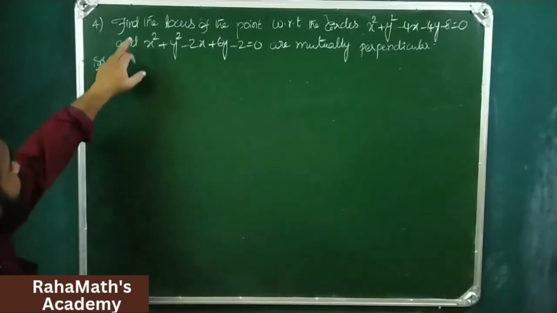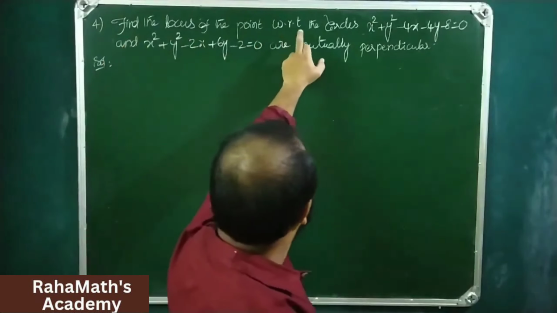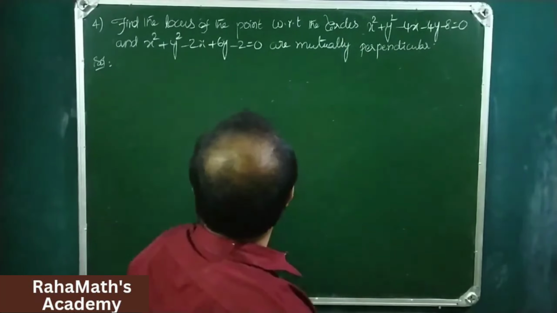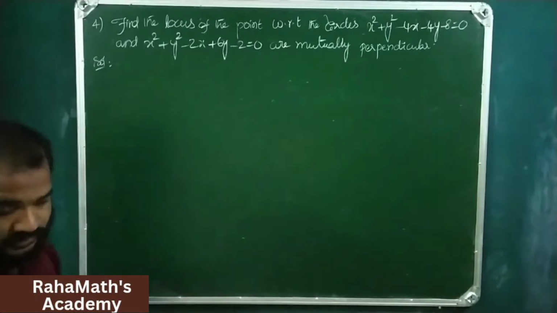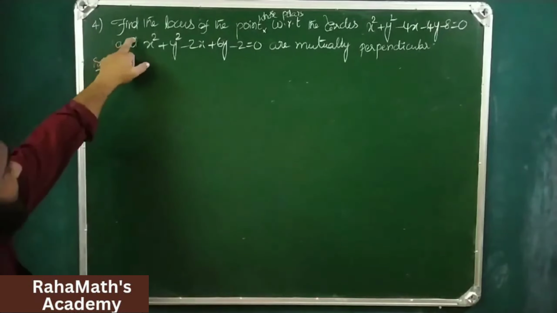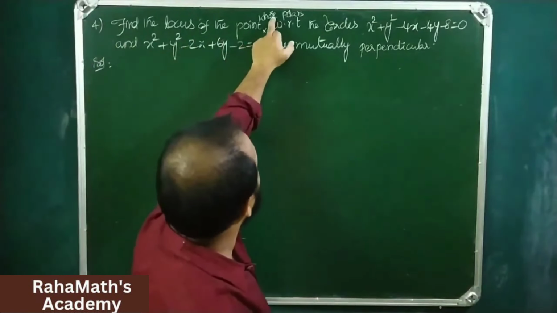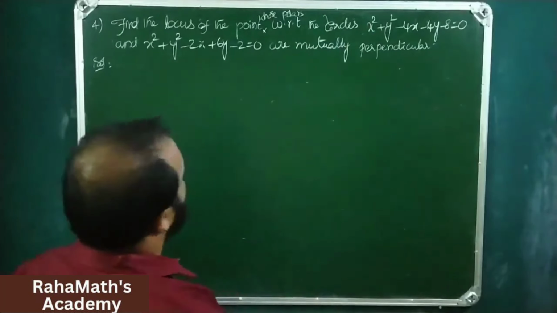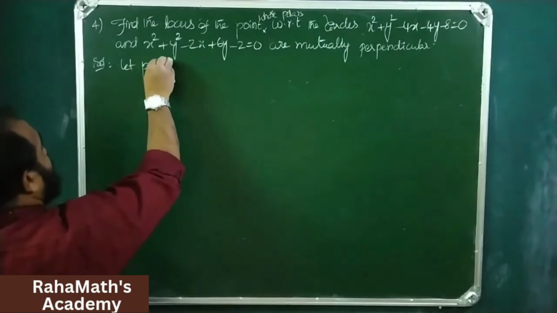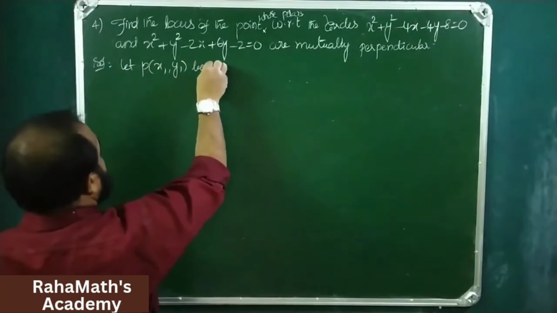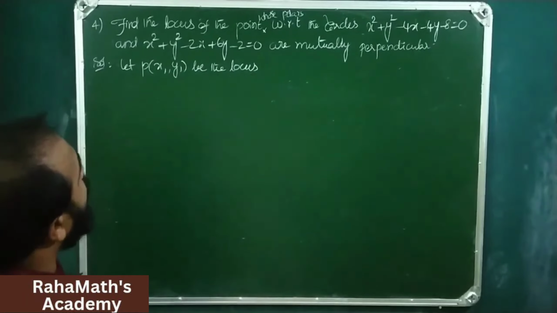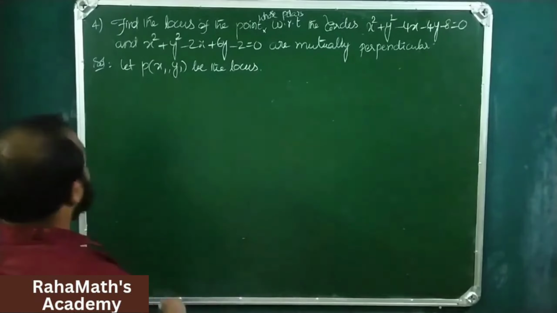The next question is, find the locus of the point whose polars with respect to the circles are mutually perpendicular. This circle and this circle are mutually perpendicular. Locus of the point. So let P(x1, y1) be the locus.